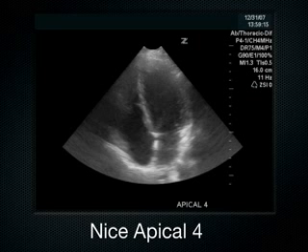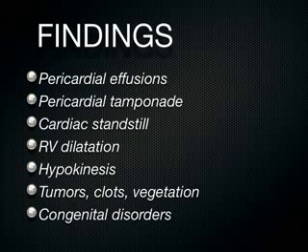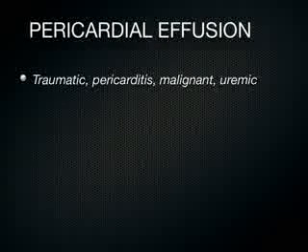What are we looking for whenever we do a cardiac ultrasound? Well, we're looking for pericardial effusions, whether or not there's tamponade, whether the heart is standing still, any RV dilatation, for that matter RA dilatation, any hypokinesis, obvious tumors, clots that are super obvious, and also vegetations that are screaming at you, and maybe a congenital disorder or two. What can we see with pericardial effusions?